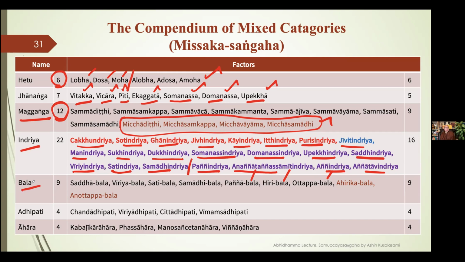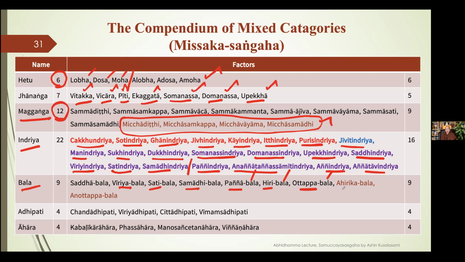Saddhābala is faith or confidence. Viriya, effort or energy. Sati, mindfulness. Samādhi, concentration. Paññā, wisdom or knowledge or understanding. Hiri, shame. Ottappa, fear of wrongdoing. Ottappabala.